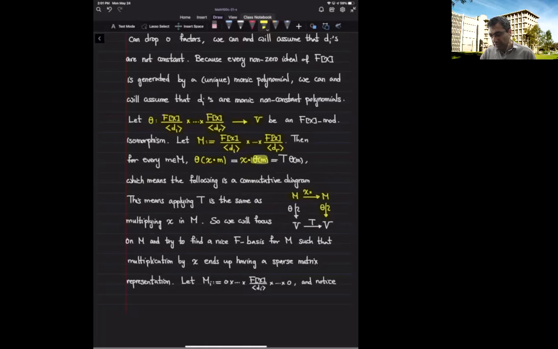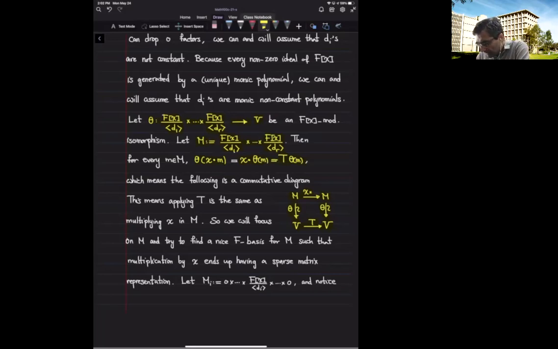But x dot theta of m, by definition, is T applied to theta of m. Remember, whatever polynomial I give you, you have to evaluate it at T, you have to substitute T for x, and then apply it. That's what we are doing. So that means that I can first apply theta and go down to V, and then apply T. These two are going to give us the same value. That means that this diagram is a commutative diagram. So this is one way of thinking about it.